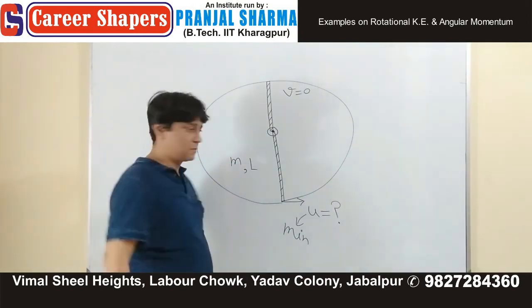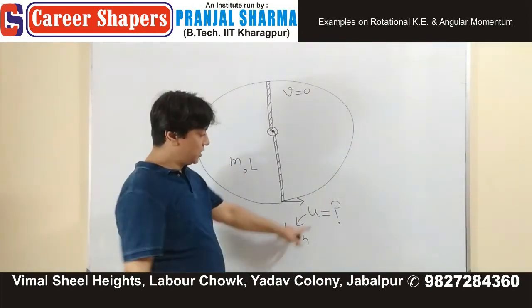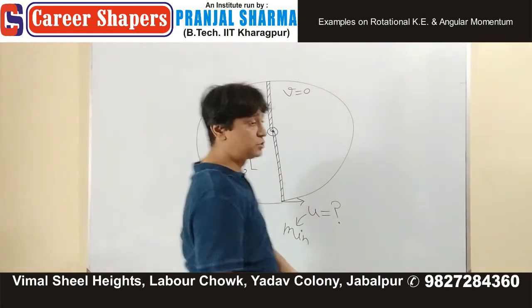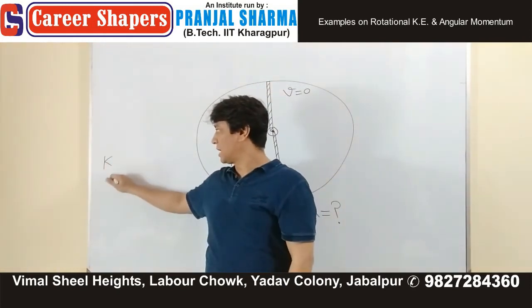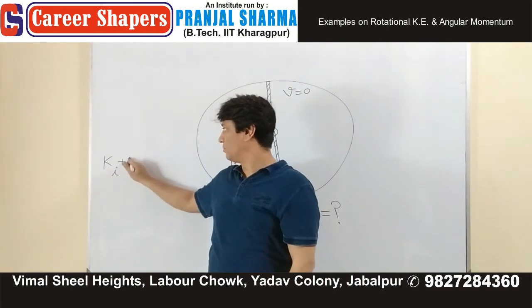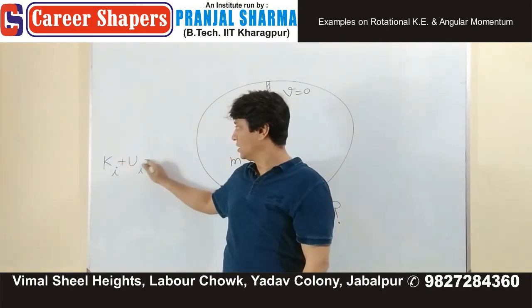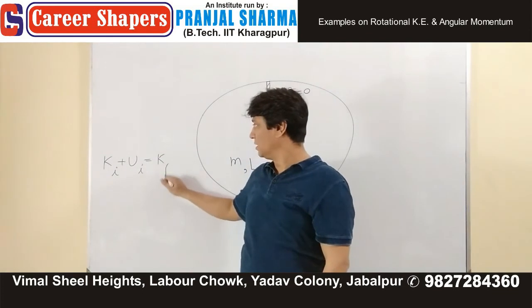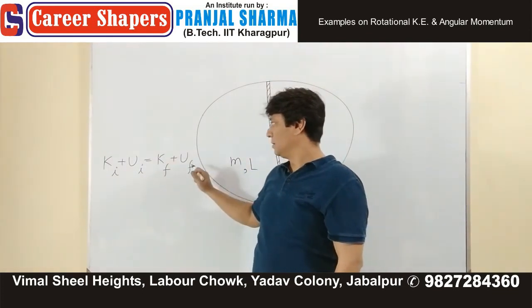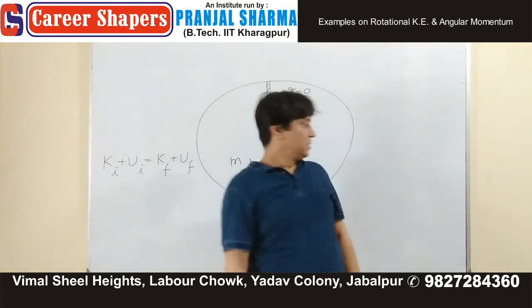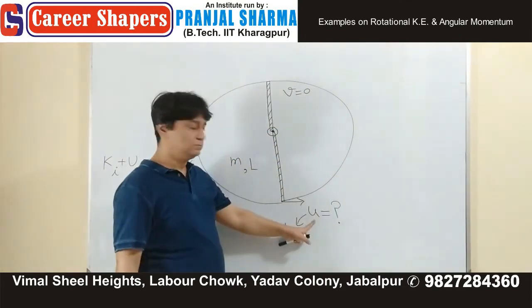Now, the rod is moving with u. We have to use COME. COME means kinetic initial, potential initial, kinetic final, potential final. It is moving with u.